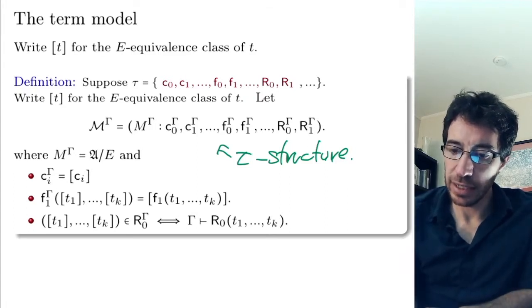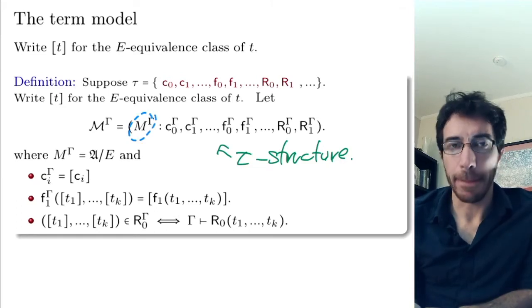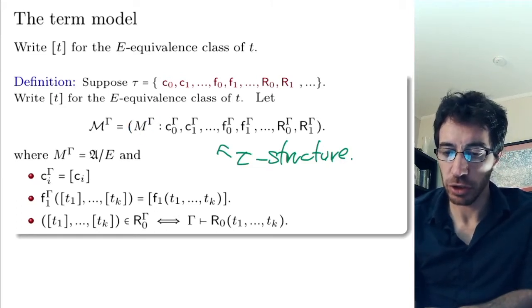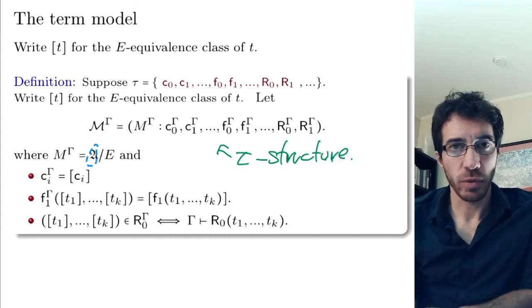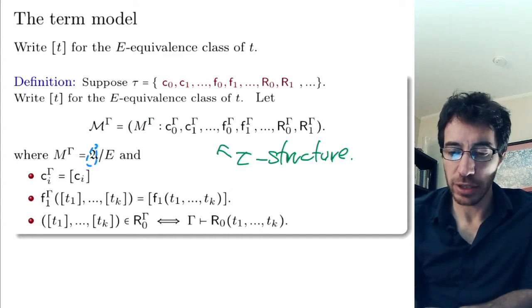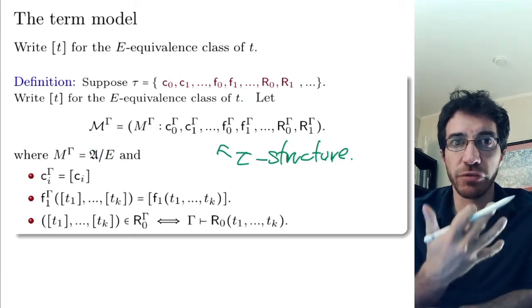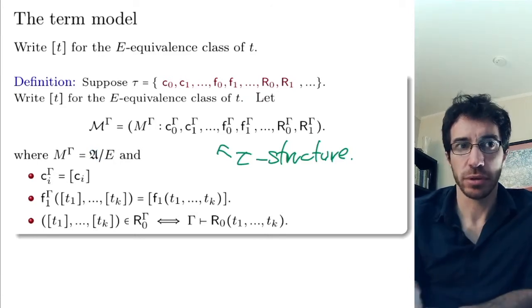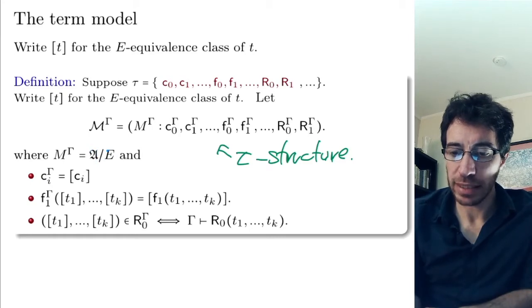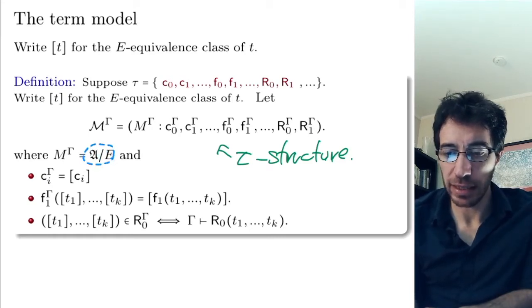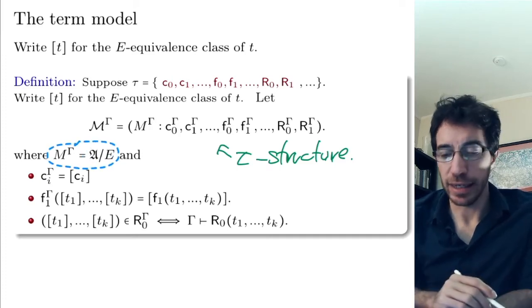So the domain, we're going to use this quotient that we defined in the previous video, which is the set of all closed terms, modulo the equivalence relation that tells you that two terms are equivalent if gamma can prove that they are equal. When gamma can prove they are equal, we make them equal in this quotient. Okay, so that's our domain. It's a set of terms under that equivalence.